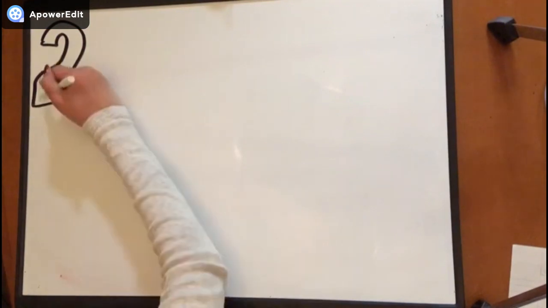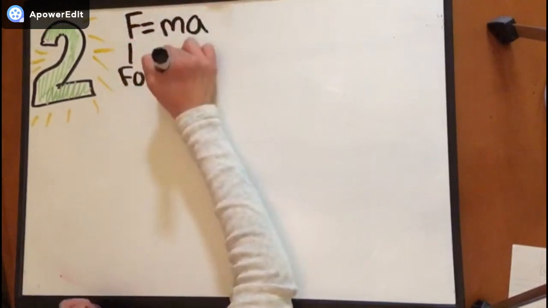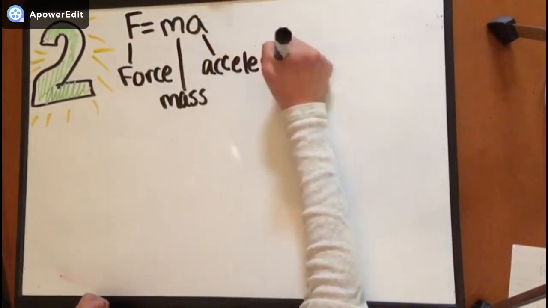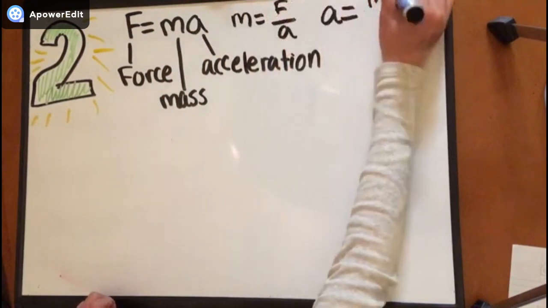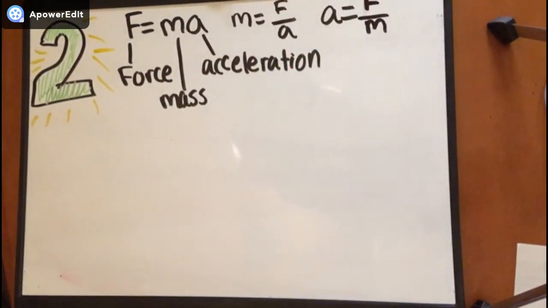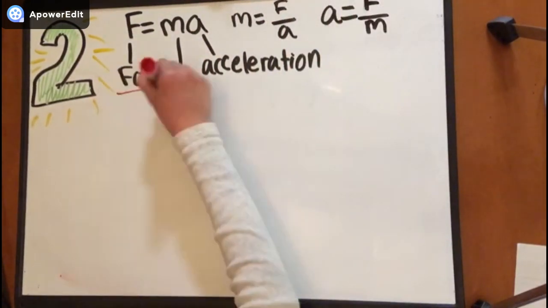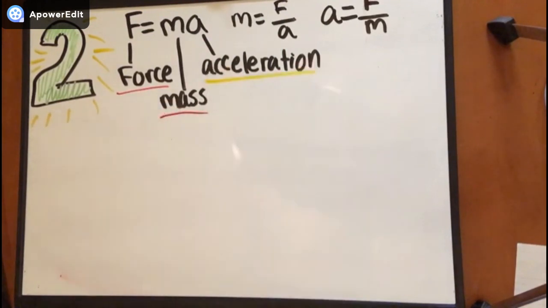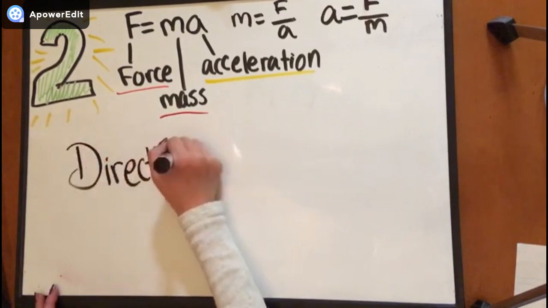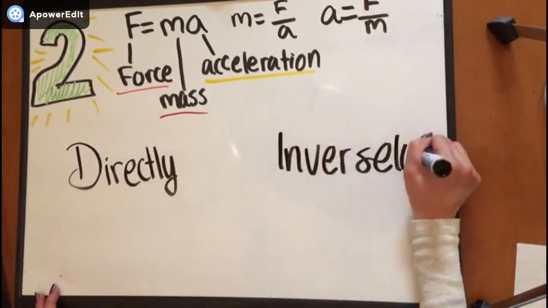Now, let's continue on to Newton's second law of motion. The acceleration of an object is directly proportional to the net force and inversely proportional to its mass, or better known as force equals mass times acceleration. This one is pretty simple to understand, but first let's go over what directly and inversely proportional means.